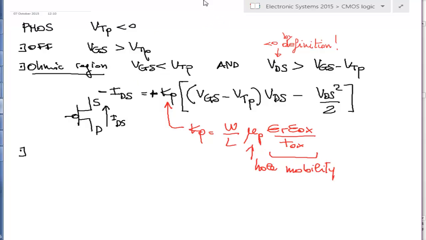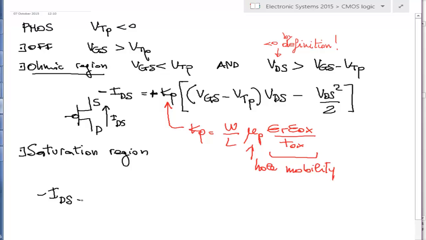Then we have the saturation region, in which we write the same thing. Minus IDS is equal to Kp over 2 times VGS minus VTP squared.